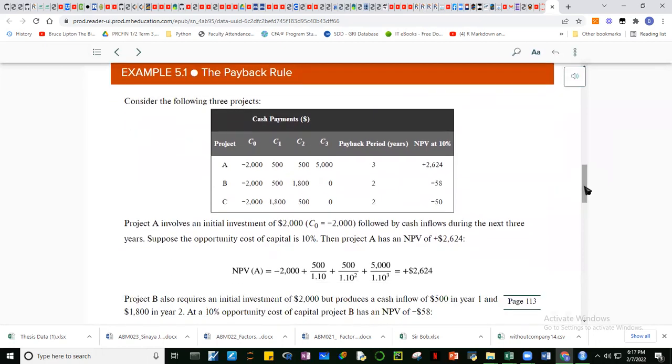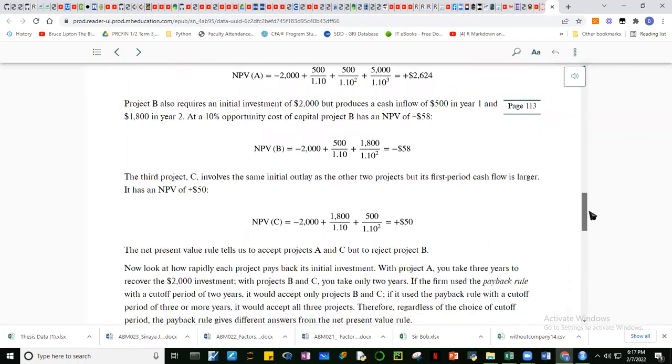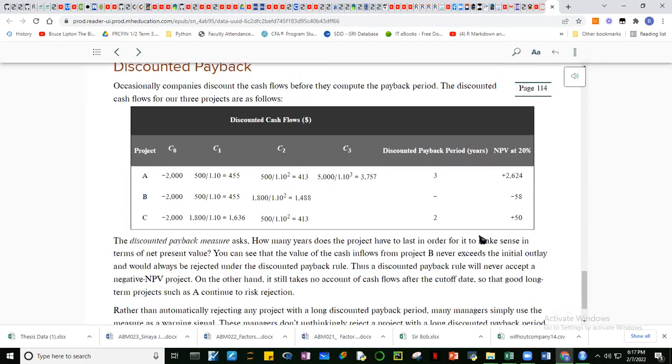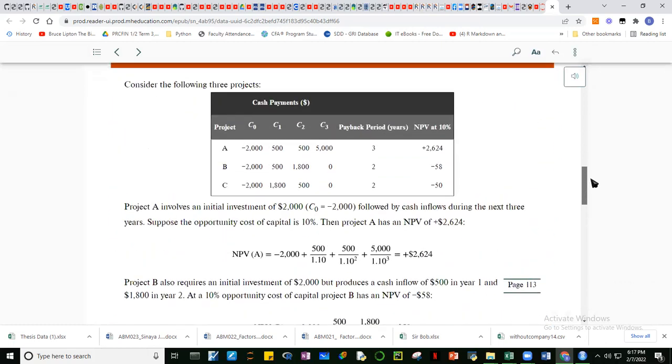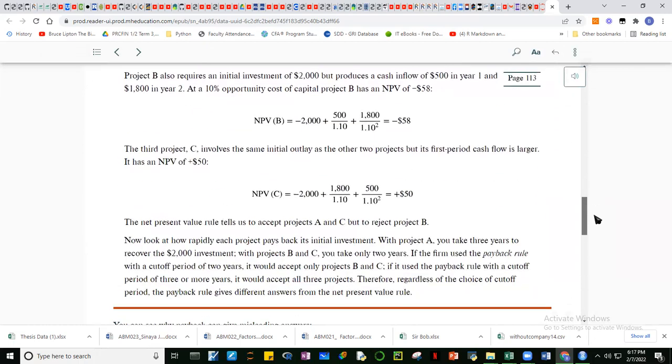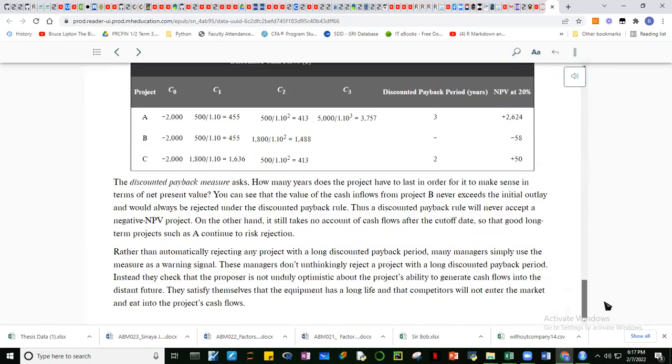The only disadvantage of payback period is that this does not take into consideration the time value of money. Okay, since we're adding the cash flows that belong to different time frames. So an improvement of this is what we call the discounted payback. Okay, for the discounted payback, we do not add the original cash flows, but rather we convert these cash flows into their present value, and that's what we compute. Discounted payback period. We'll have a discussion of this, an example of this later.